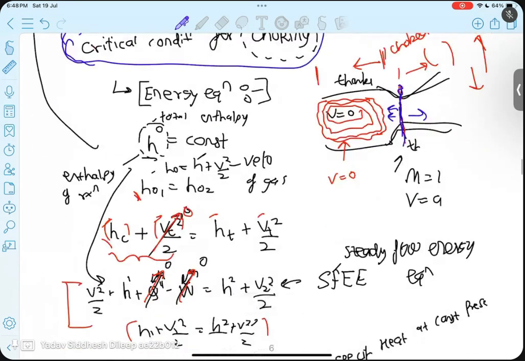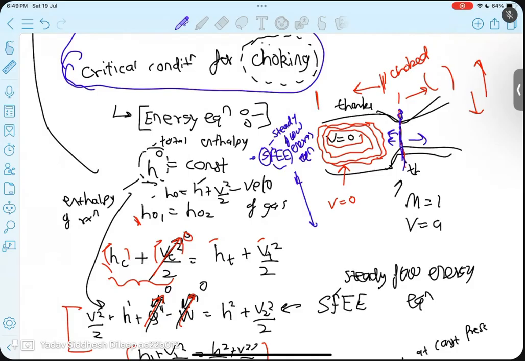So how this comes about is that we take the SFEE, steady flow energy equation: steady, no time variation, flow energy equation. The steady flow energy equation looks something like initial enthalpy plus initial velocity square by 2 plus heat addition minus work equals final enthalpy plus final velocity square by 2.